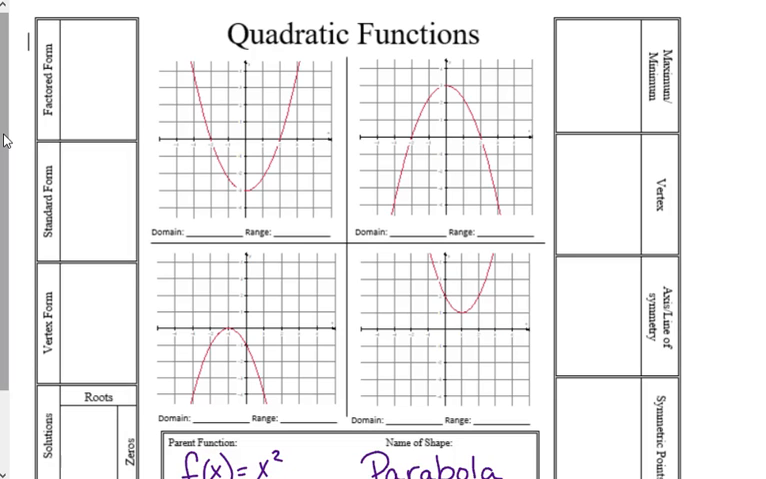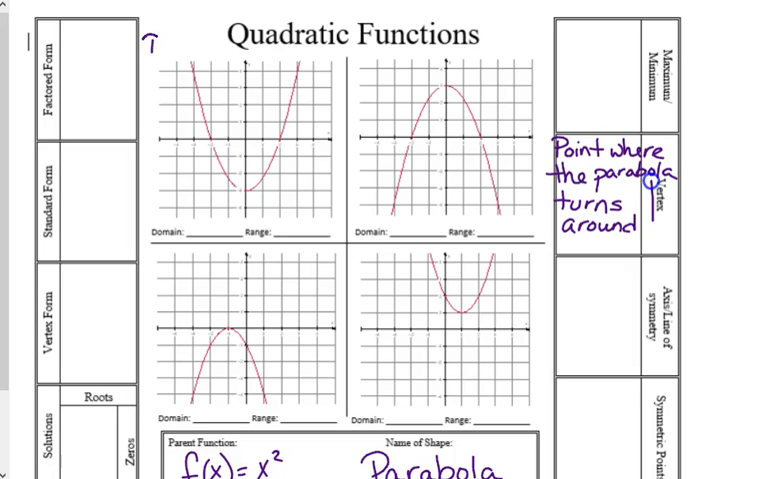Okay, so we have various vocabulary words here on this piece of notes, and these represent different key features of quadratic functions. So the first one I'm going to talk about is actually the vertex, and I'm going to be color coding. So the vertex is the point where the parabola turns around. Okay? Every single parabola has one.